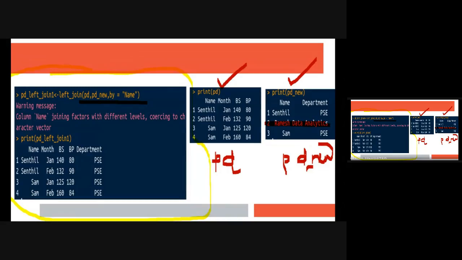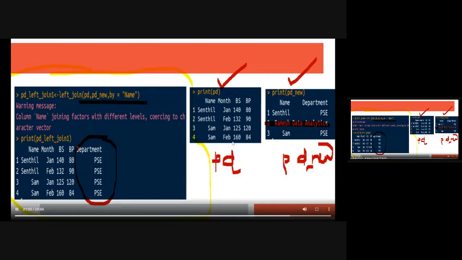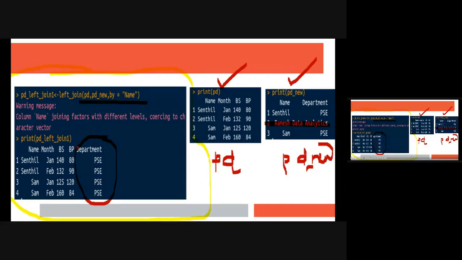After that, you can just add the values and merge here. So as the final result, we have to add the department column. Here, Senthil's department is B.Sc and Sam's department is also B.Sc. Look at this column. So Senthil's department is filled as B.Sc and Sam's is also filled as B.Sc.